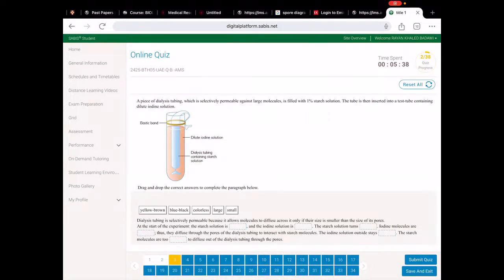We have a piece of dialysis tubing, selectively permeable, okay? So selectively permeable means it doesn't allow everything to pass through. It selects some stuff to pass through and some not. Against large molecules. So it does not let large molecules easily pass through. And then they're telling us it is inserted in a test tube containing dilute iodine solution. So what do we expect? Starch, is it large or small? Who can help me in the chat?